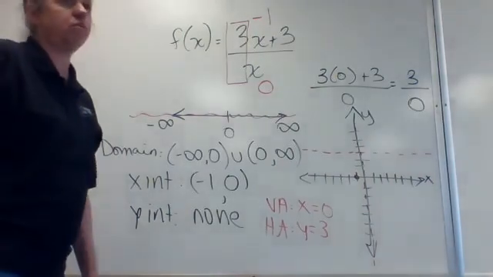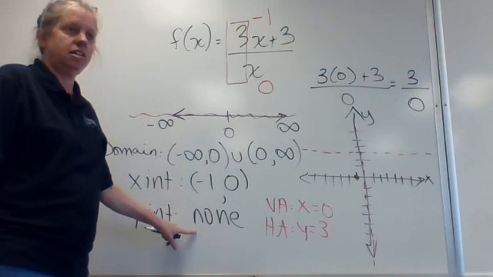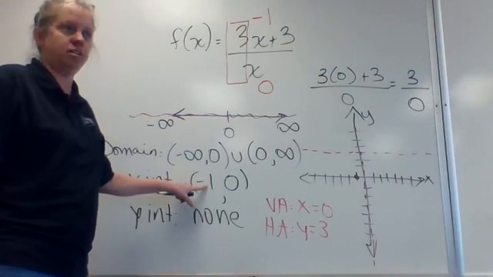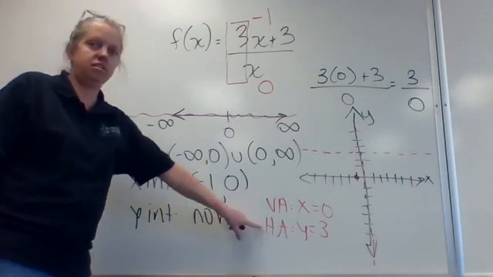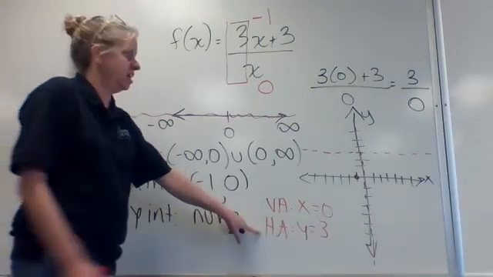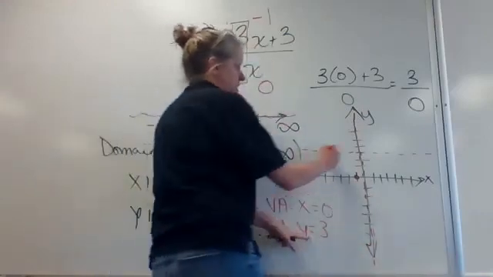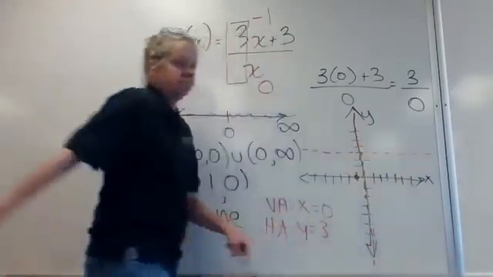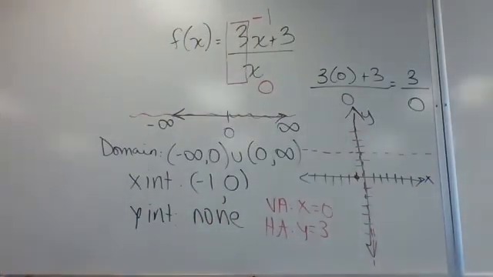Knowing those 4 things, that it doesn't cross the y, it crosses the x at -1. The most telling asymptote is this one. It's hard to see this one, right? Because it's actually on the axis, but this one I can see clearly. So that's how you're going to be able to narrow it all the way down.